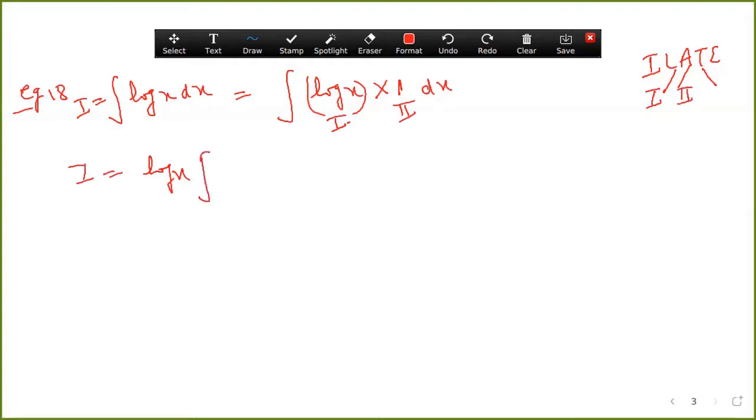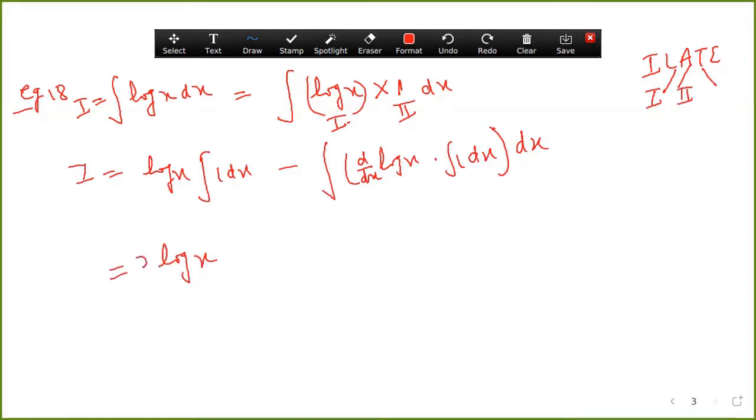Integration of 1 with respect to x, minus the product of the derivative of log x into the integration of 1, and integration of the product. Log x. Integration of 1 is x. So it becomes x log x minus integration of 1 upon x into x dx. Derivative of log x is 1 upon x. Integration of 1 is x.